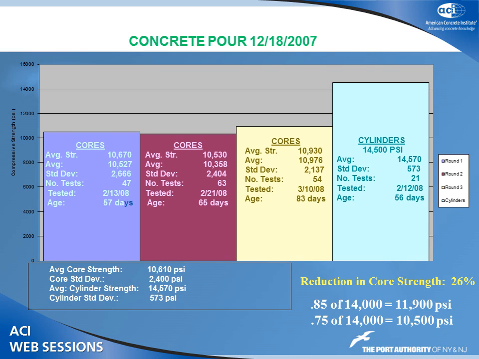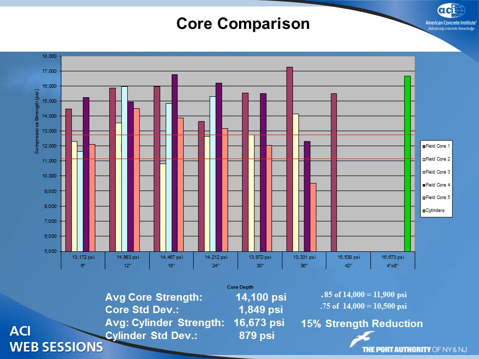So you have to ask yourself, did we really need 14,000? Okay, so we know we always core when we have a problem. Then of course we said, hey, we got a good core here. Cylinders, 16,670. Let's core a good one. Let's see what happens if we have some good concrete. Let's see what kind of results we get.